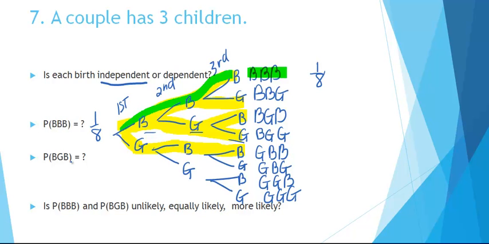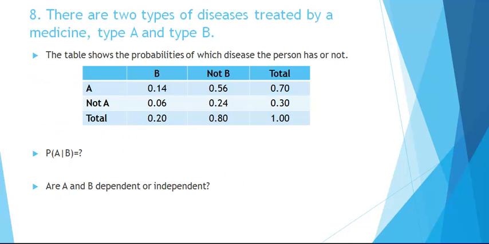And then boy, girl, boy. Boy, girl, boy is different than boy, boy, girl. If you have a boy and then a girl, your middle child is a girl, so it's definitely different than this. So let's look at what that would be. Boy, girl, boy is right here, and that happens one way, so 1 out of 8. So these two events are equally likely. Good. All right, let me know if you have questions.